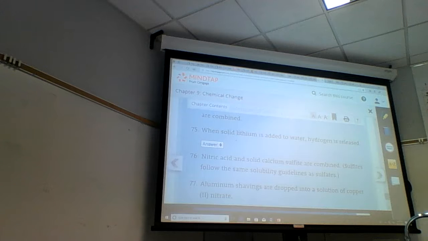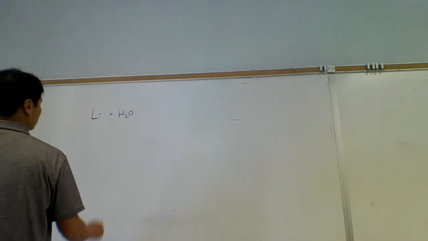When solid lithium is added to water, hydrogen is released. I would just say lithium is added to water, what happens? What is the formula for lithium? And water? This almost looks like what type of reaction? Yeah, it almost looks like single replacement.